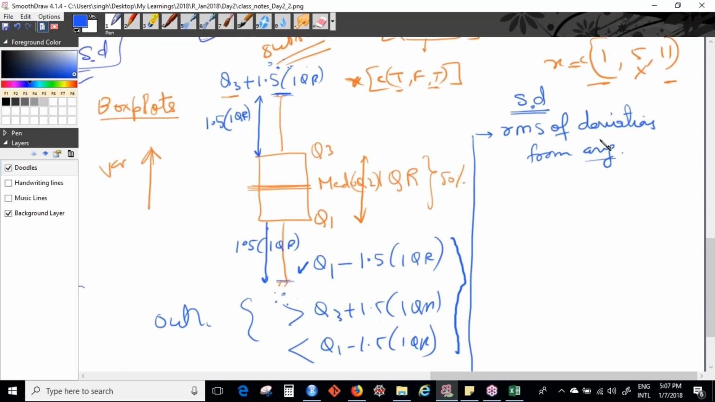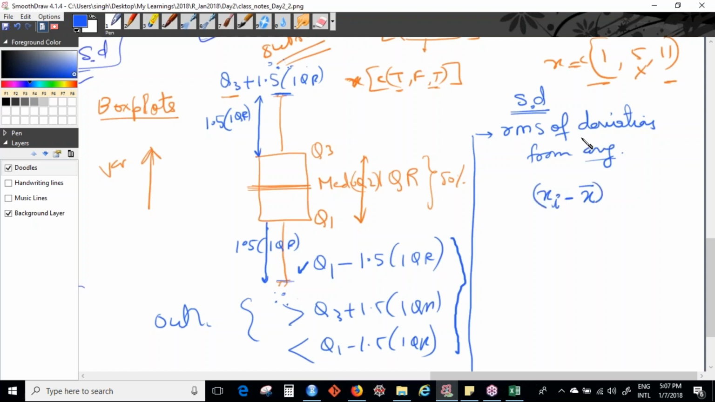If I have to write the mathematical definition from here, first I will calculate the average. X bar, the average is represented by X bar. I will calculate the deviation. What is the deviation? Xi minus X bar. So deviation of each point, okay, each point from the average. So each point, how far is it from average?